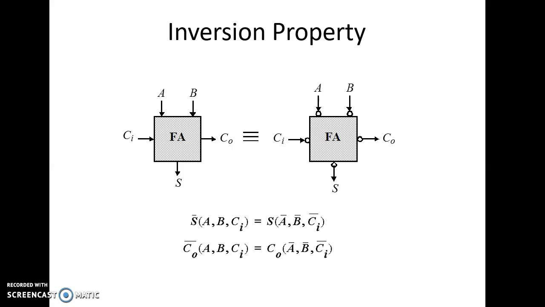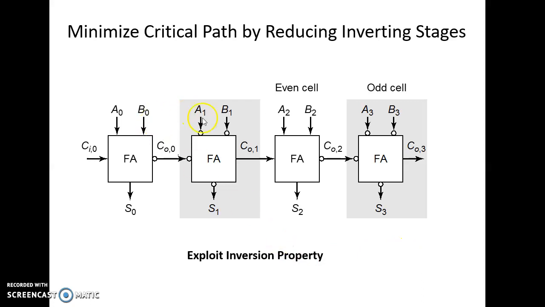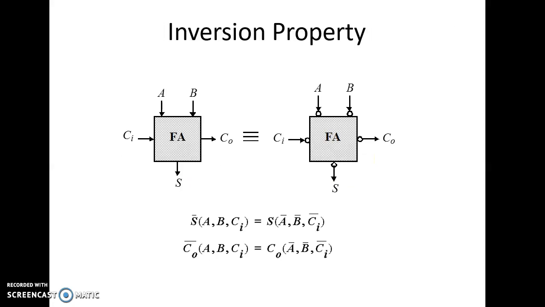We can make use of an inversion property to reduce the number of transistors. The inversion property means when inputs are in true form, the sum and carry are in complementary form. If the inputs are in complementary form, the sum and carry are in true form. So we can reduce the delay of inverters using this method. We can minimize the critical path or delay by reducing the inverting stages. What happens is we are removing the inverter stage at the end of each stage with the help of this inversion property.